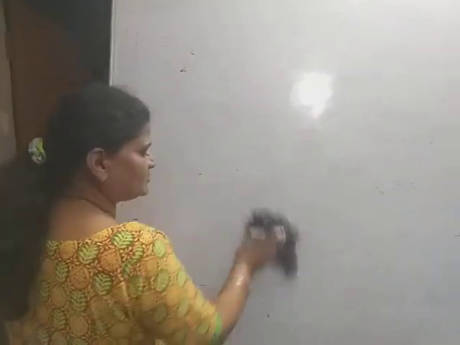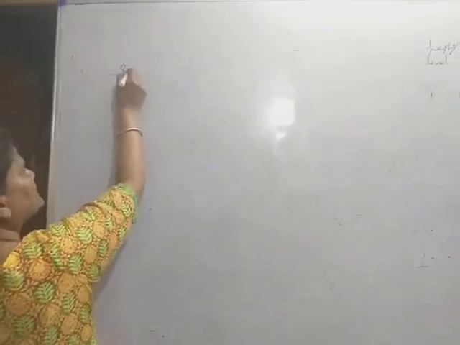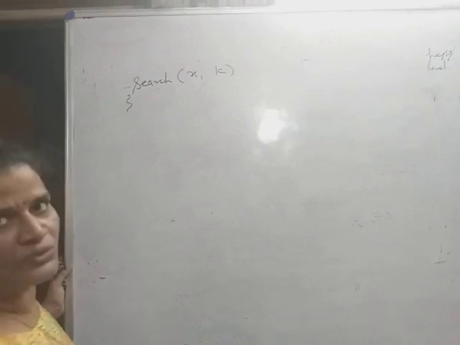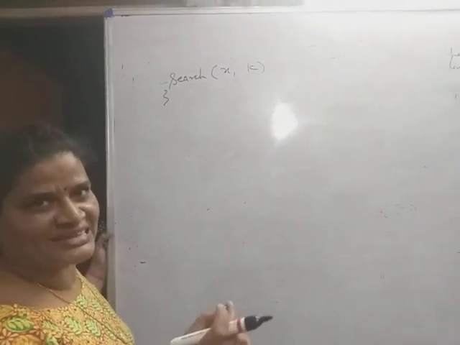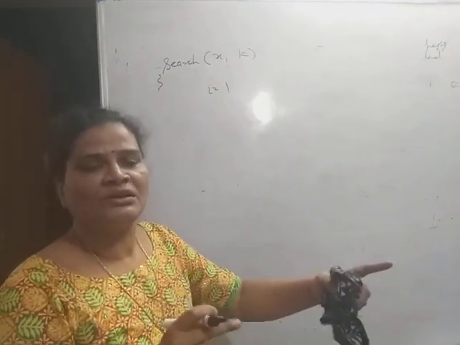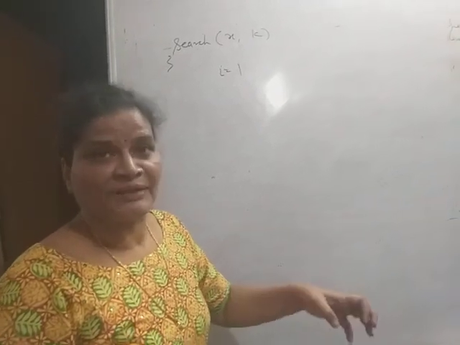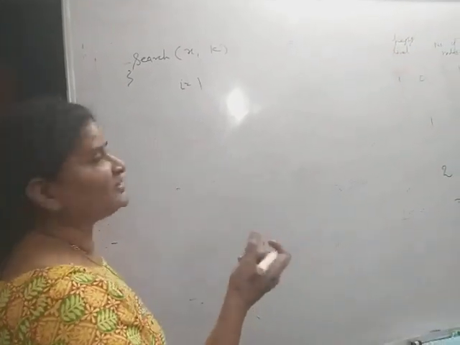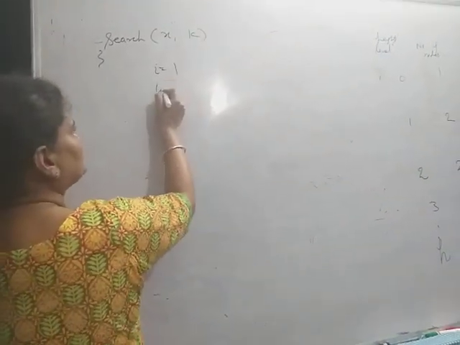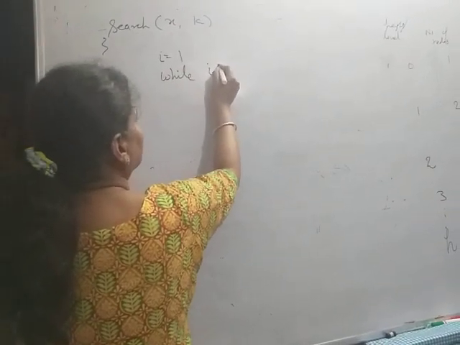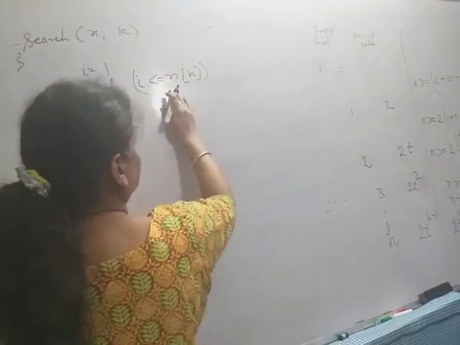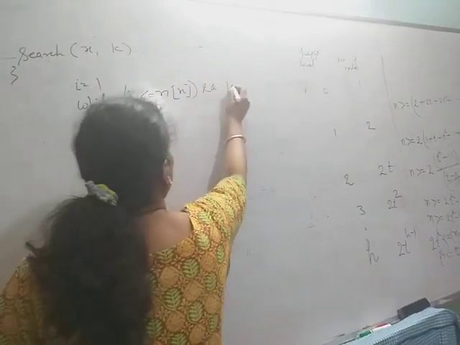So when you write the search function, what does it take? The search function takes X, the pointer to the node, and k, the key to be searched. You take i equal to 1, because the element may be present in the internal node or in a subtree. So first we find whether k is present in the node itself. While i is less than or equal to n[x], the loop runs over the number of keys currently stored, and key i of x is less than k.